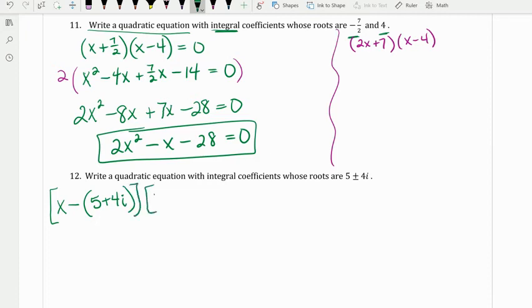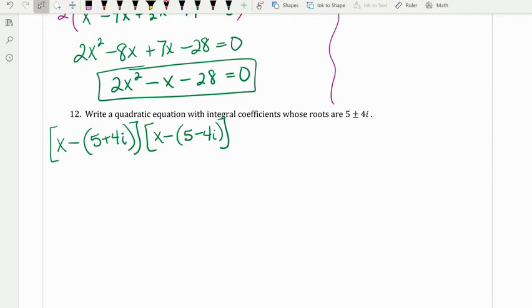And then our other root would be x minus, and it's 5 minus 4i. And then we multiply that all out. First, I'm going to distribute those negatives. So I'll get x minus 5 minus 4i, and then x minus 5 plus 4i when I do the negative times a negative. Now we're going to distribute everything.